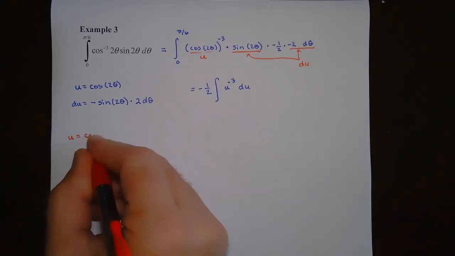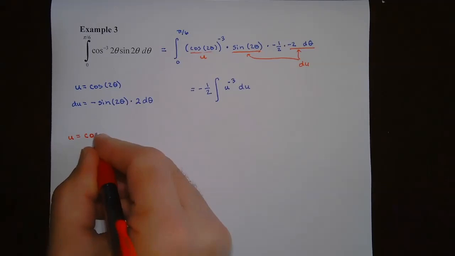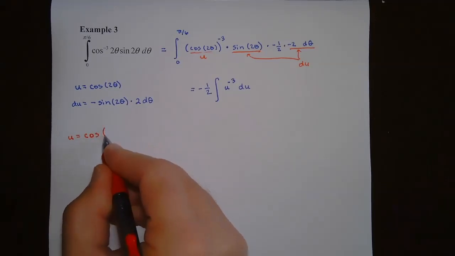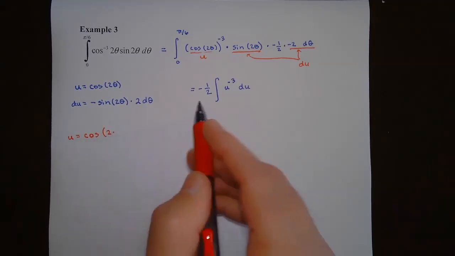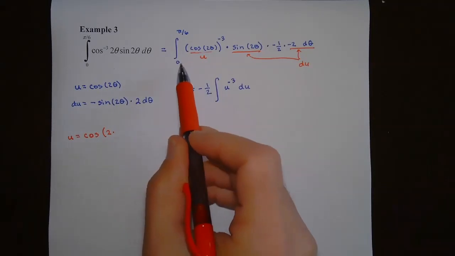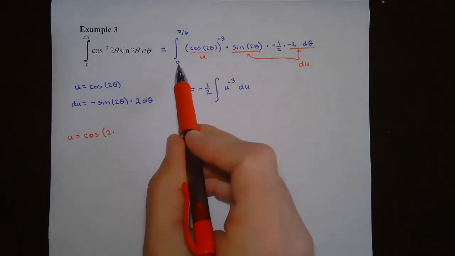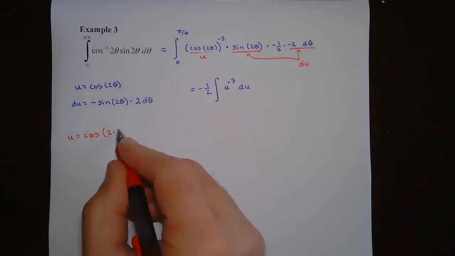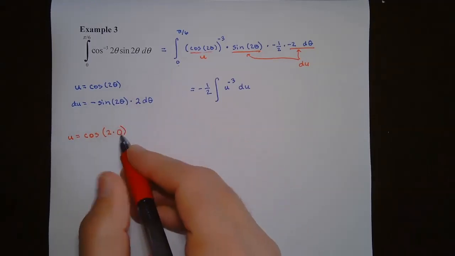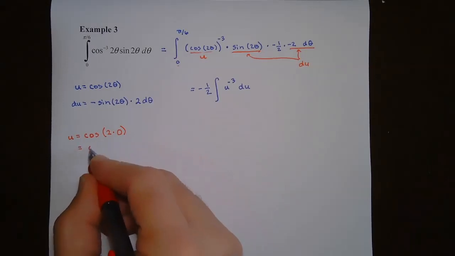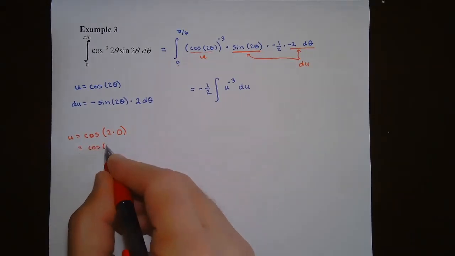So this is going to be cosine of 2 times my theta in this case, because these are actually thetas, the 0 and the pi over 6 are theta values, is going to be 2 times 0. So 2 times 0, which is cosine of the angle 0.